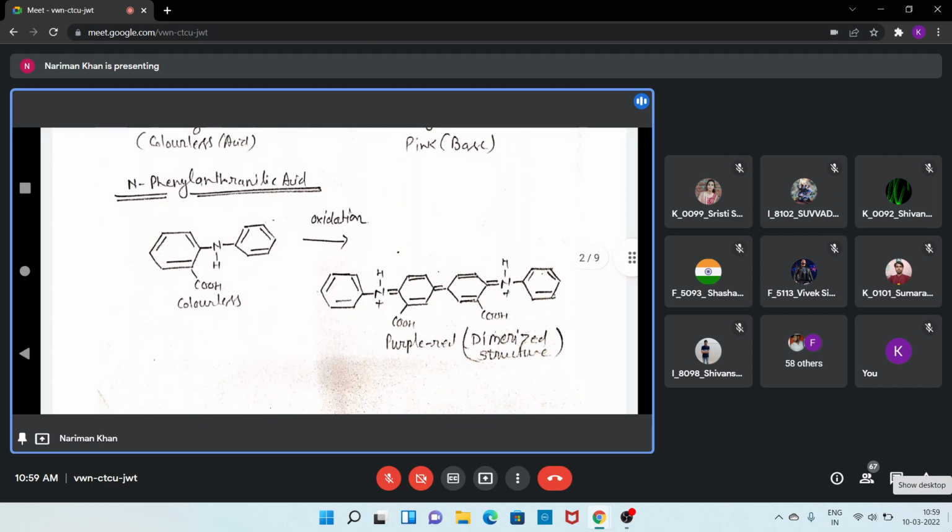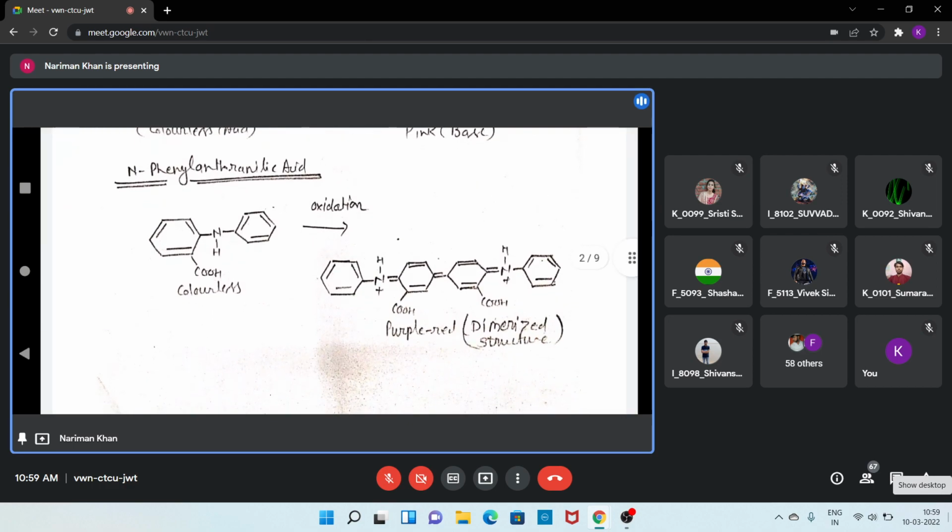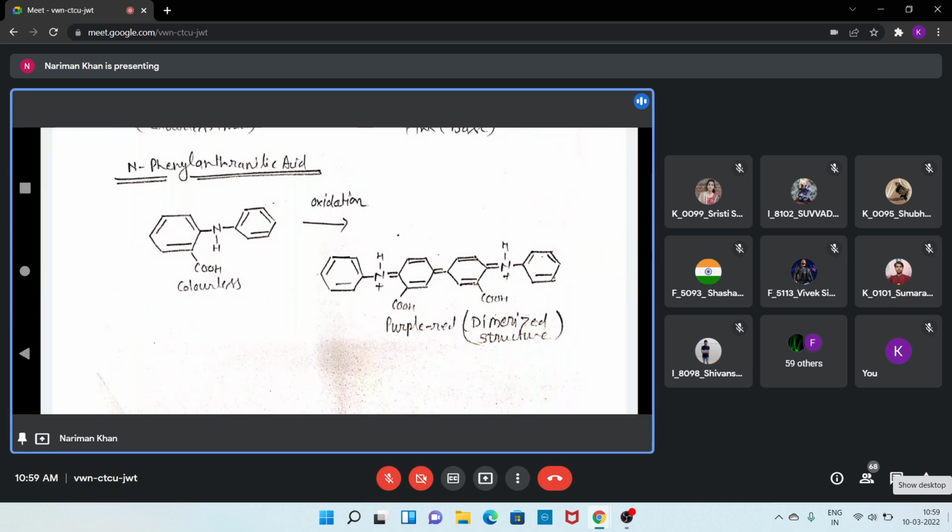Then N-phenylanthranilic acid. N-phenylanthranilic acid is the indicator which you will use in redox titration. In redox titration, you will do two types of titration. One is by using potassium dichromate as oxidizing agent, and other one you are going to use is potassium permanganate as oxidizing agent. So when you use potassium dichromate as oxidizing agent, in that case you will use N-phenylanthranilic acid.